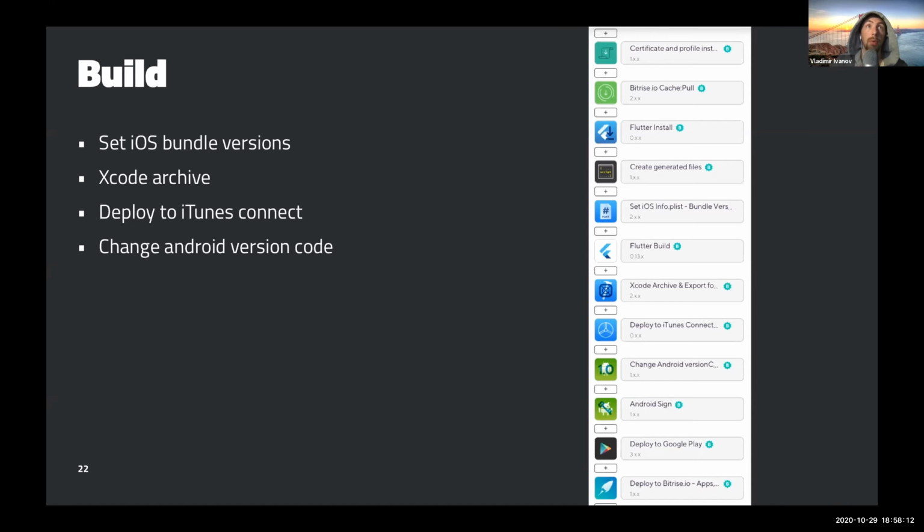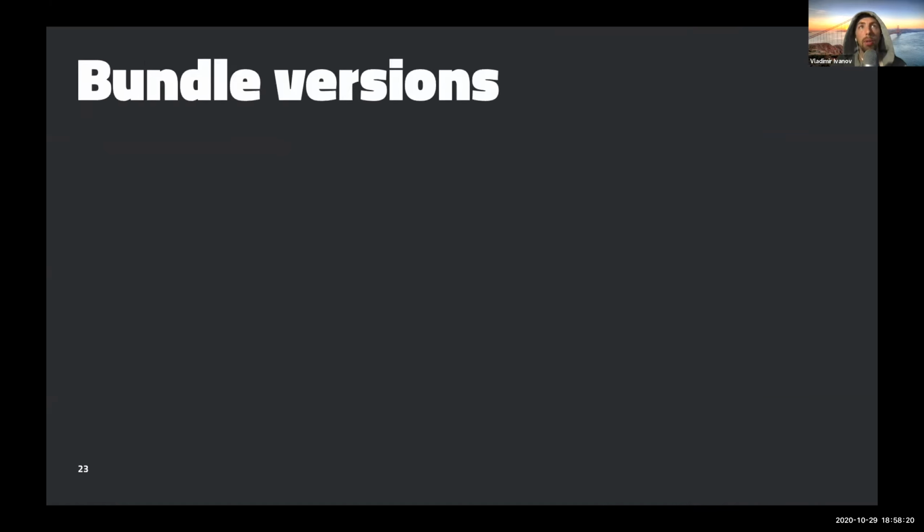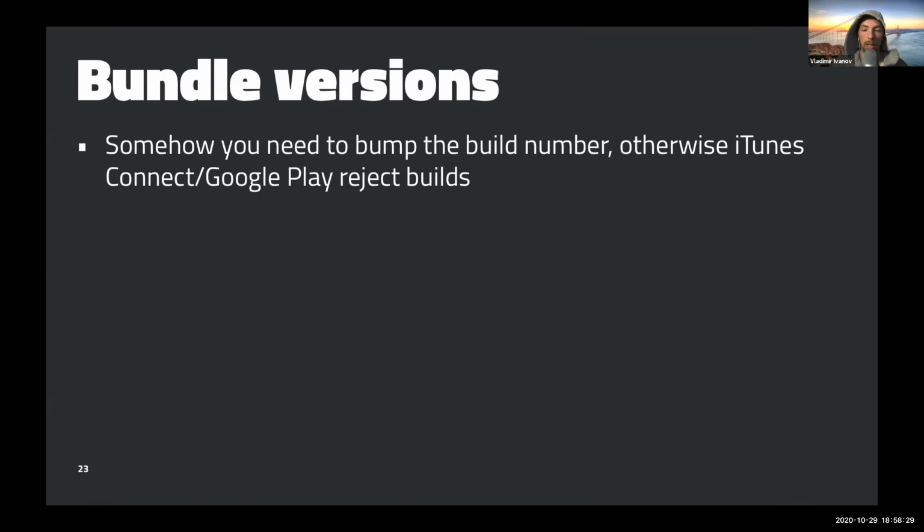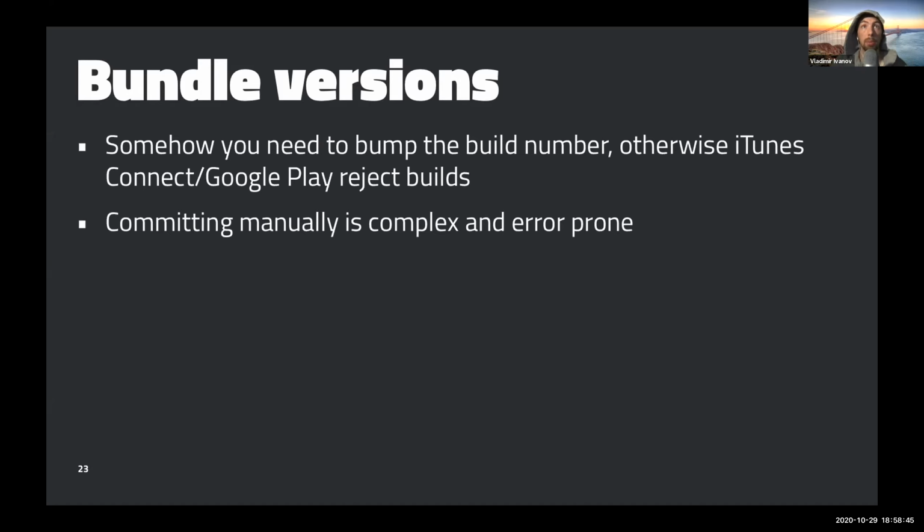Then we do pretty much the same with Android. So we're changing the Android version code, signing it, and deploying to Google Play. So why do we need that? Well, because if you deploy a build the first time, that will work. But if you deploy a build with the same version code or version number for iOS, iTunes Connect will reject it and Google Play will reject it as well. So you need to bump the build number. You obviously can do that manually, but this is error prone and those are separate commits and so on. So this is not convenient.